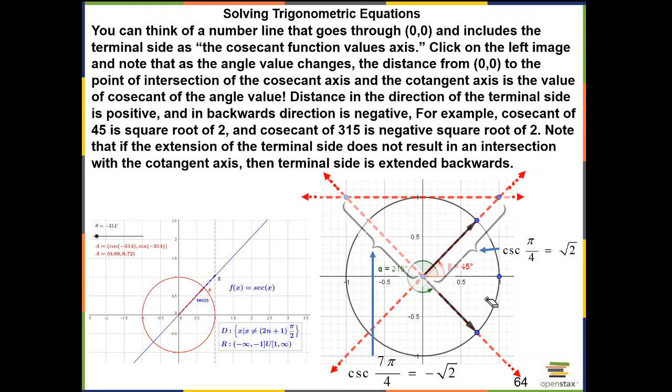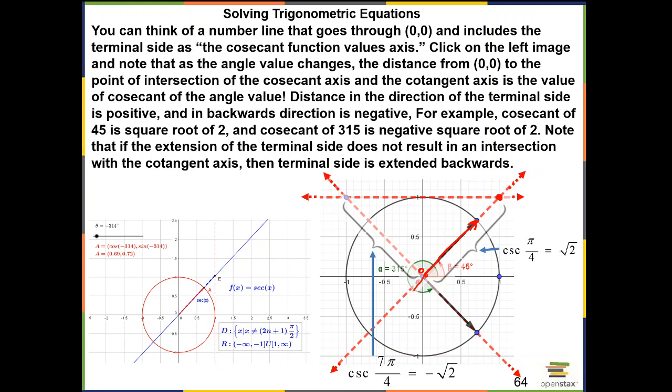So what are the secant and cosecant axes? Well, let's see, this is secant. Let me see which one I gave you first. Okay, so this is cosecant. To find cosecant, you can think of the cotangent axis. Let's say I want the cosecant of this angle. I'm going to extend it until I hit the cotangent axis. Then the distance from here to there is cosecant.